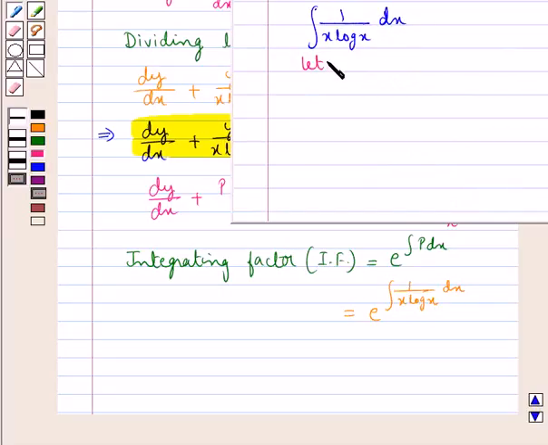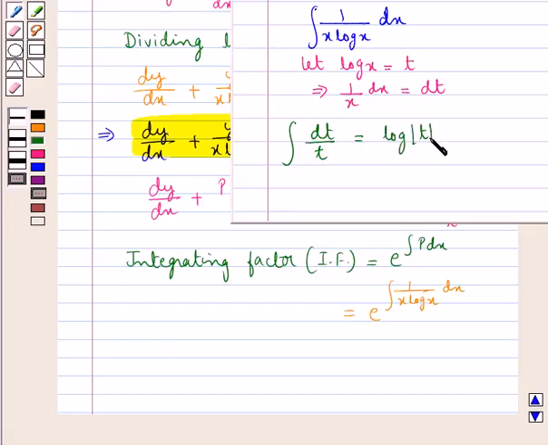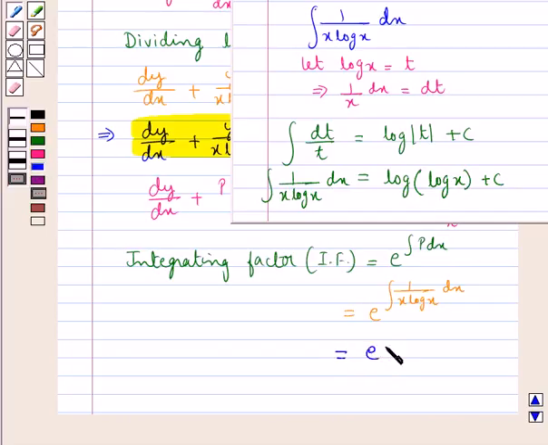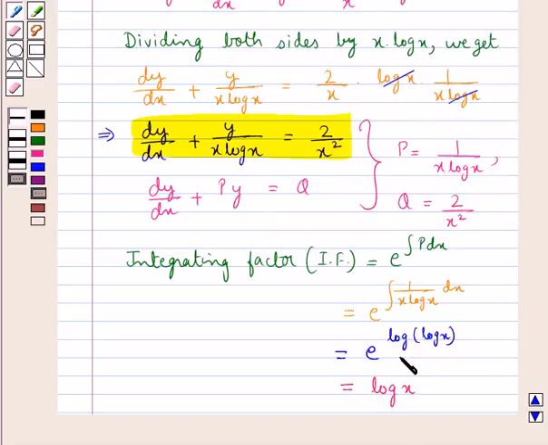For this, we assume let log x be equal to t. So differentiating both sides, we get 1 upon x dx is equal to dt. Therefore, we have the given integral as dt upon t, which is equal to log of modulus t plus the constant of integration, or putting the value of t as log x, we have log of log x plus c is the integral of 1 upon x log x dx. So, the integrating factor is equal to e to the power of log of log x. And so, this is equal to log x. That is, the integrating factor is equal to log x.